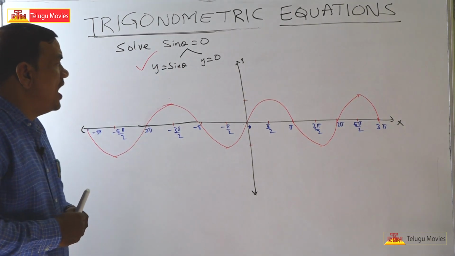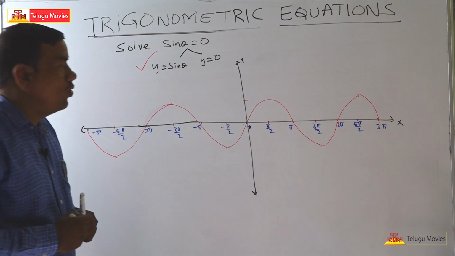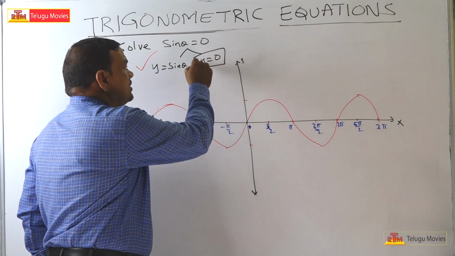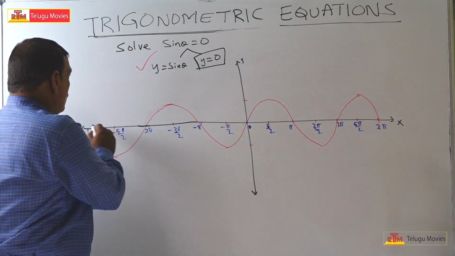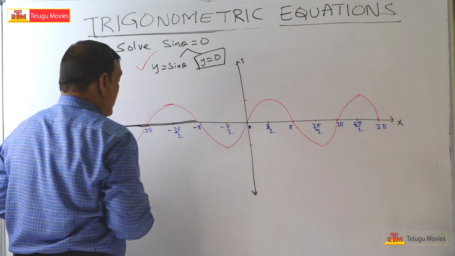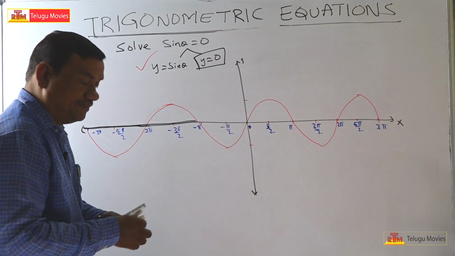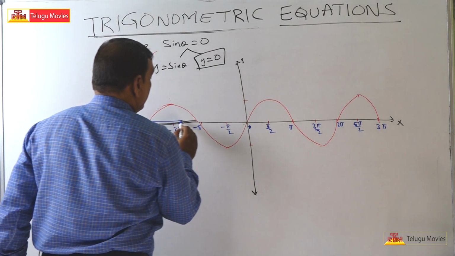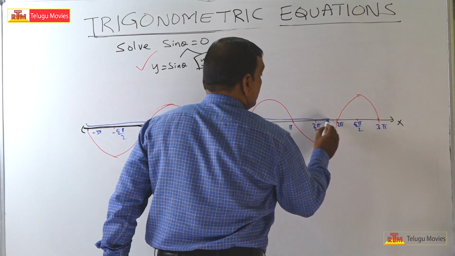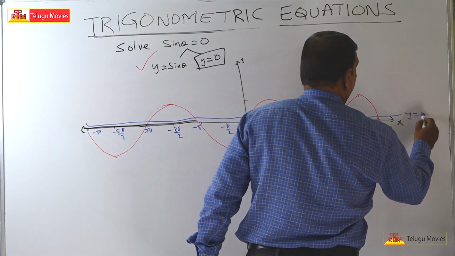Now what is y is equal to 0? Y is equal to 0 is nothing but the equation of the x-axis. It is a straight line. This I am drawing with a blue pen. You see here, the blue pen I am drawing. So here it is y is equal to 0.